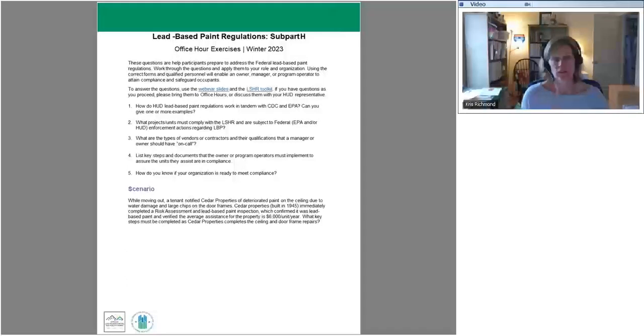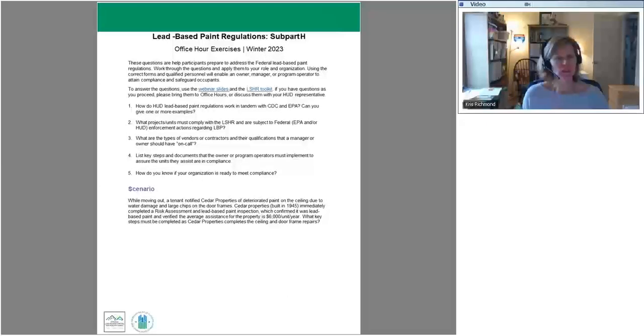If you're an owner, having a list of certified workers, who's going to be doing visual assessment, do they have the proper training, do you need to hire folks to do RRP, or are your own staff going to do RRP, that type of thing, and making sure you have a method for keeping documentation so that if you are ever monitored by the program or by HUD, you're able to provide documents to them. All right, let's look at our scenario.